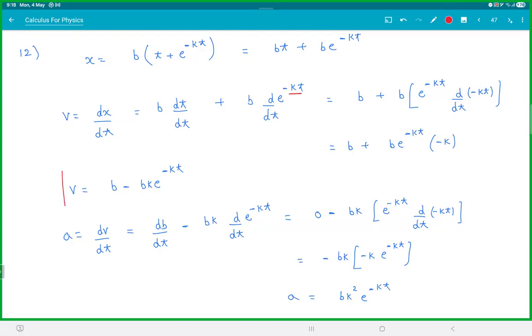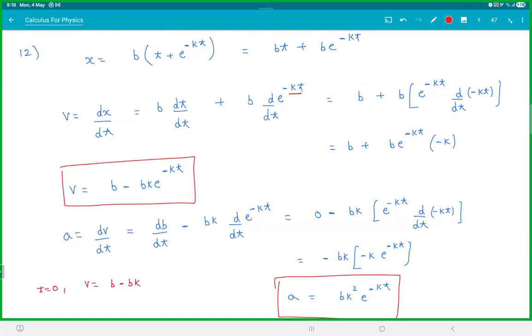So what do you want? Do you want to find them at t is 0? No, just put t is equal to 0 at the end now. At t is 0, when I put that, you'll end up with b minus bk. Remember, e power 0 is 1. Acceleration will be bk square. Check.